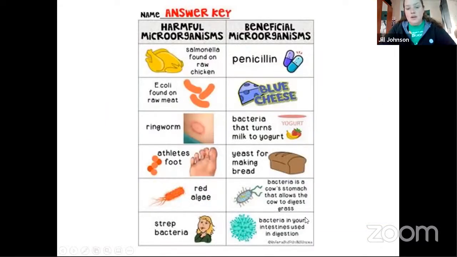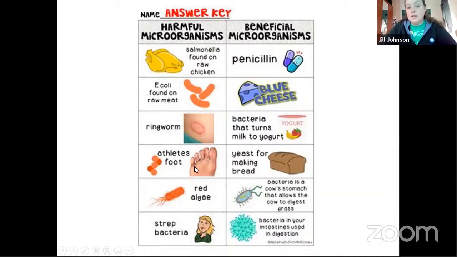So there's another little graphic there on different bacteria and where they're found. So there are, yes, harmful microorganisms. These are bacteria that can make you feel sick. So hopefully everyone knows that you should never eat raw chicken because there's a bacteria called salmonella that's found on raw chicken and that can make you sick. There's another bacteria called E. coli that can also be found on raw meat. So you need to make sure your meat's really well cooked if you are a meat eater.